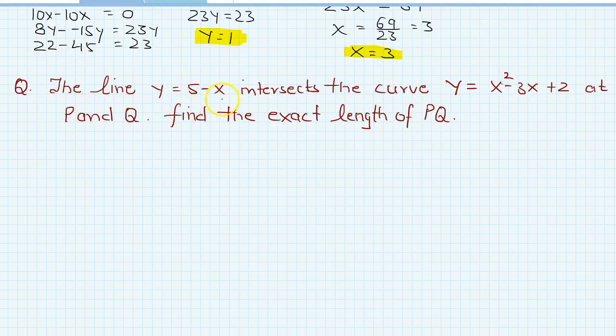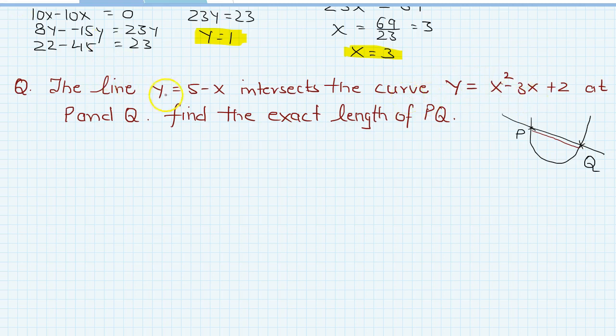The next question is: line y is equal to 5 minus x intersects the curve y is equal to x square minus 3x plus 2 at P and Q. Find the exact length of PQ. So if this is a curve and this is the line, it is intersecting at P and intersecting at Q. We have to find the length of PQ. To find this length, we need the coordinates. So we have to solve it by the method of simultaneous equations.